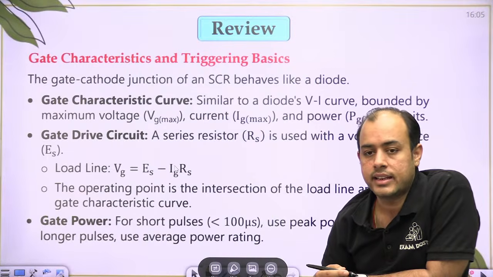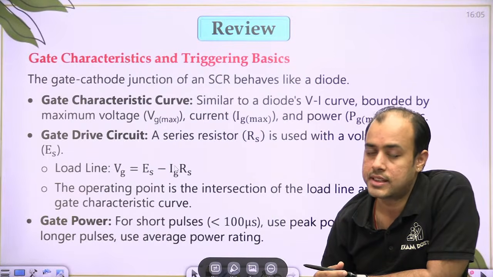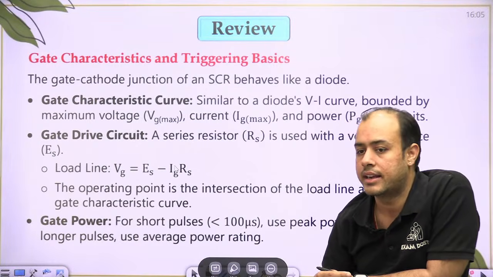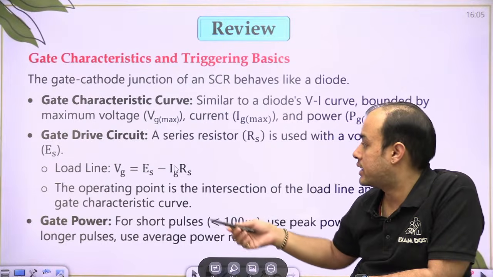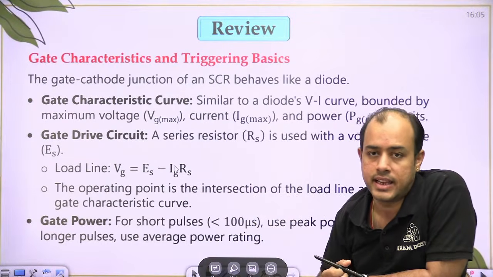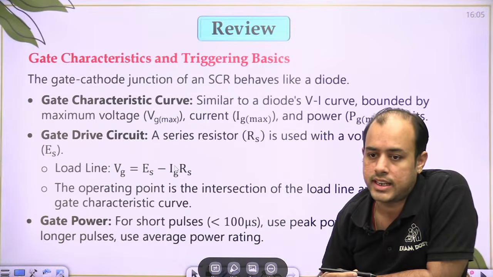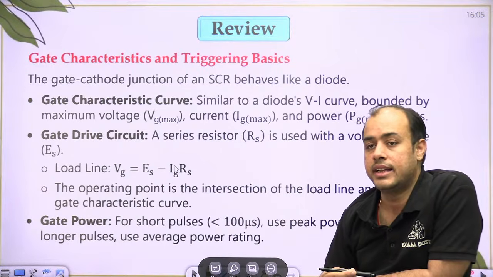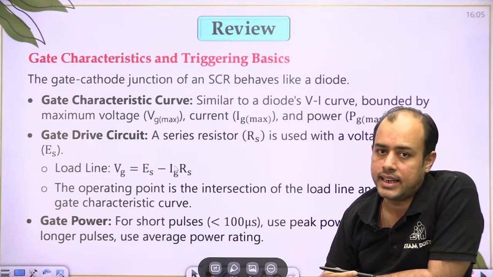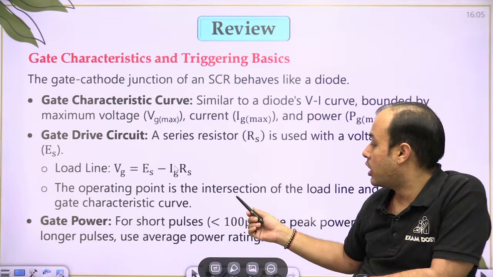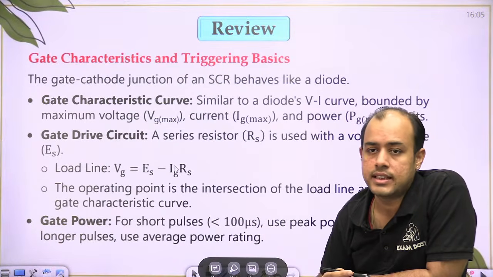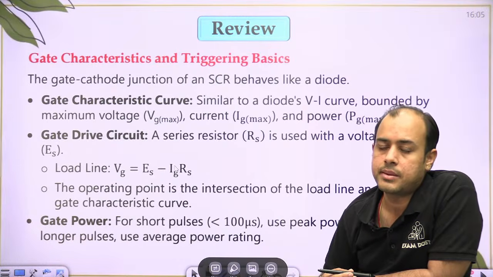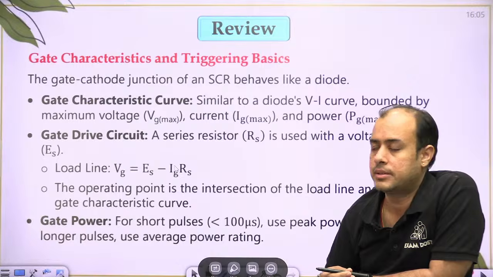Now in the gate triggering circuit, we connect a source in series with a resistance. The resistance will limit the current through the gate. Now what is the load line? Load line is the gate voltage equal to source voltage minus IG RS. And the operating point is the intersection of the load line and gate characteristic curve. For the gate power, if the pulse width is less than 100 microsecond, I use the peak power. For more than 100 microsecond, I use average power.